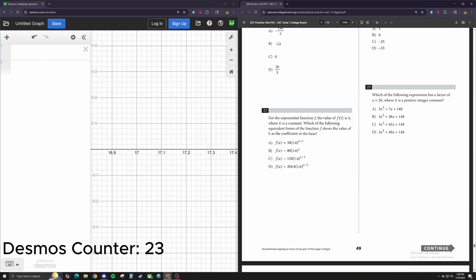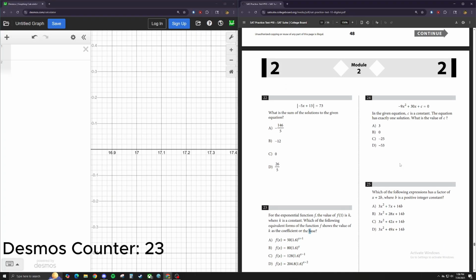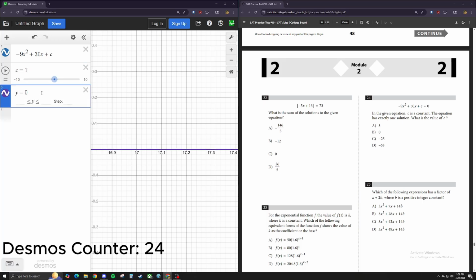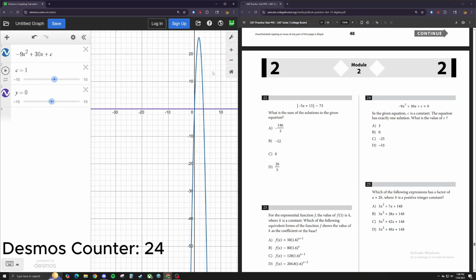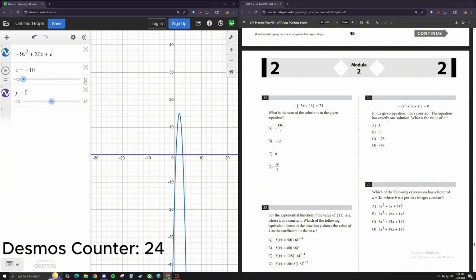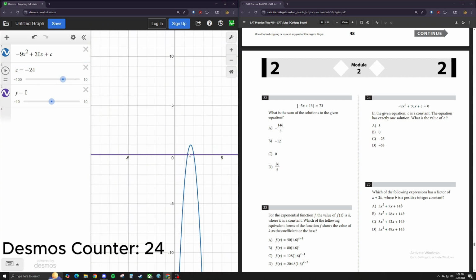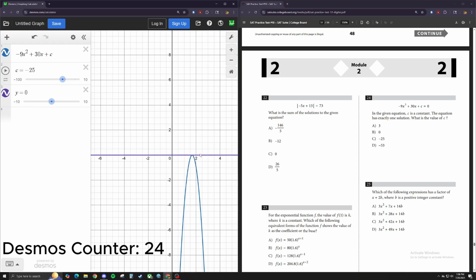23. Decimals will really help you there because it's just saying, can you satisfy this condition? So Desmos can do this one because you can make the slider. So negative 9x squared plus 30x plus c is equal to 0. So you add the slider for c, and we can just say y equals 0 here. And it says the equation has exactly one solution. What is the value of c? So you've got to keep messing with the slider until you only have one solution. So negative 10 is not enough, so you could just increase this. Let's make this negative 100 and make the step 1. So we just keep playing with it until it has one solution. And at negative 25, there's one solution.